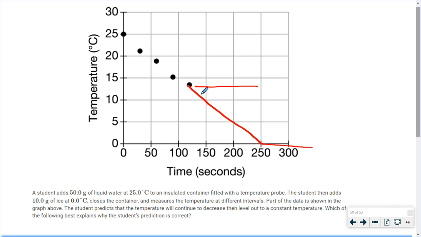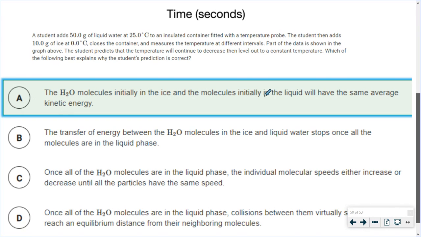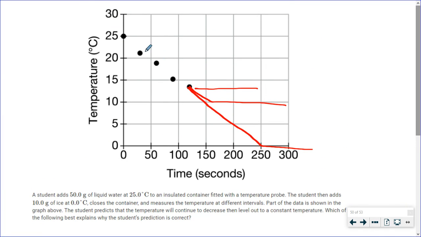So it'll keep going down, and then it'll flatline. And at that point, your amount of kinetic energy that's in the liquid water is equal to the amount of kinetic energy that came from the ice melting. Ice melting absorbs that energy, so they get to the same temperature. So A is correct. But for other heating and cooling curves, you do have that relationship that it drops down where it freezes, and we'll see that on another problem here.